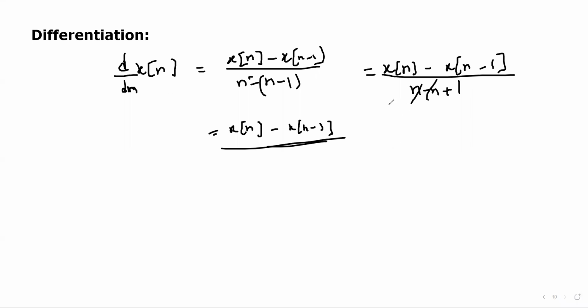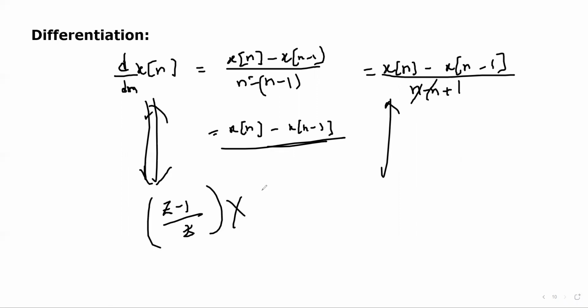If I am applying z transformation to this, what happens? I can get the result as (z minus 1) divided by z into X of z, because here I have two sequences. One is x of n and another one is x of n minus 1. So if I apply the z transformation to x of n minus 1, I can get 1 minus z inverse into X of z, which is nothing but (z minus 1) divided by z into X of z. Okay, so this is differentiation in discrete signals.